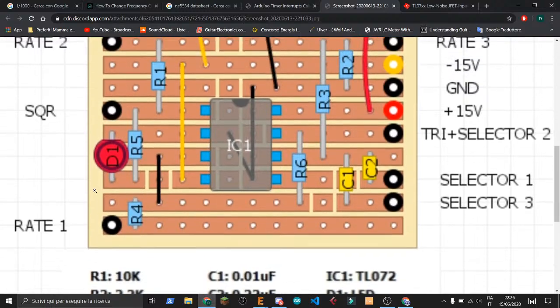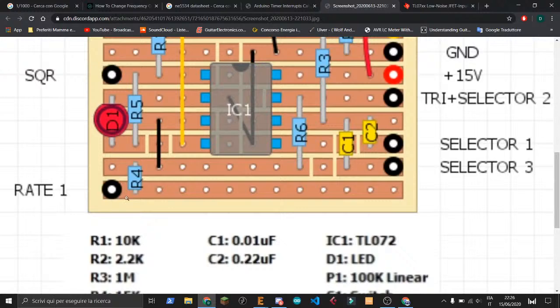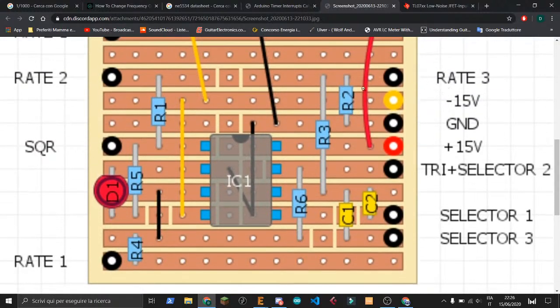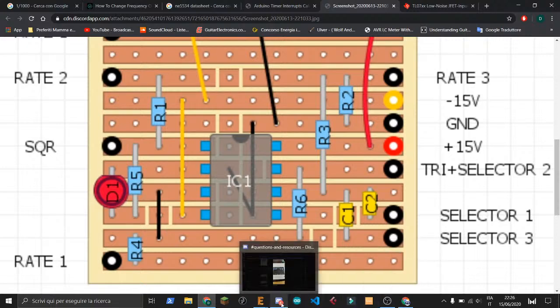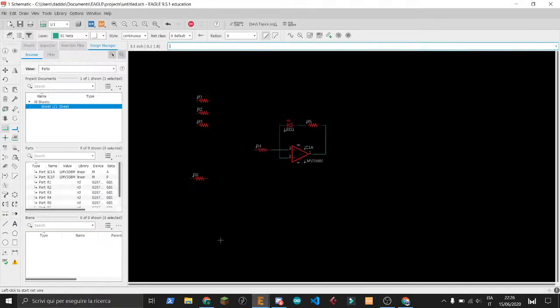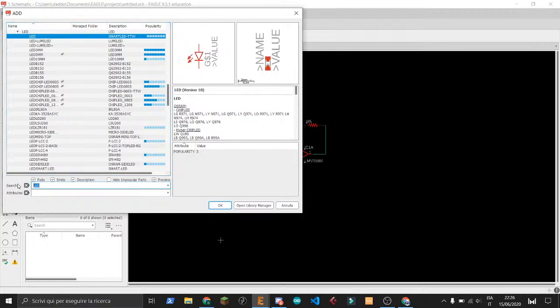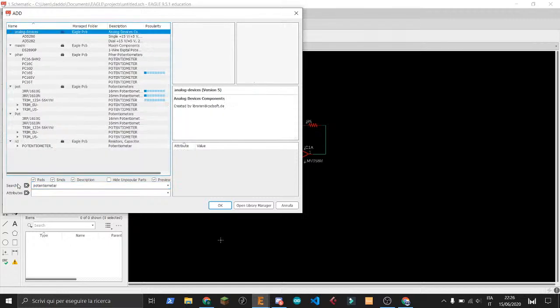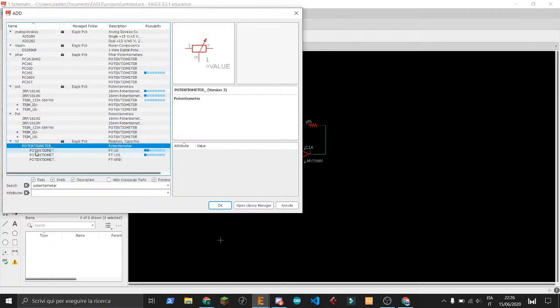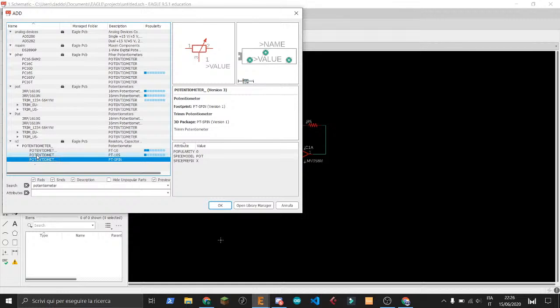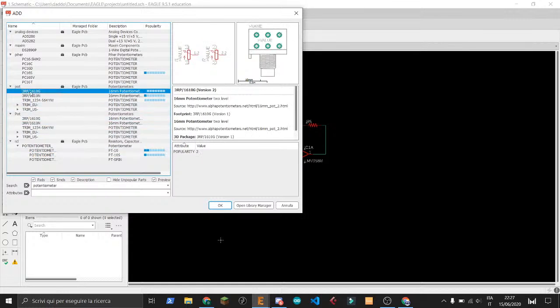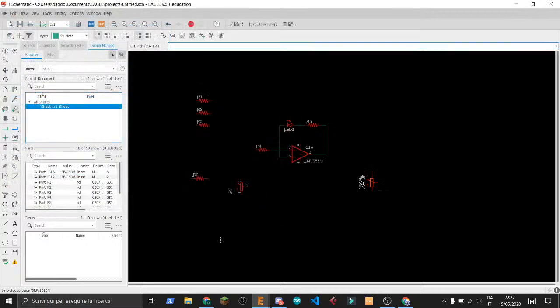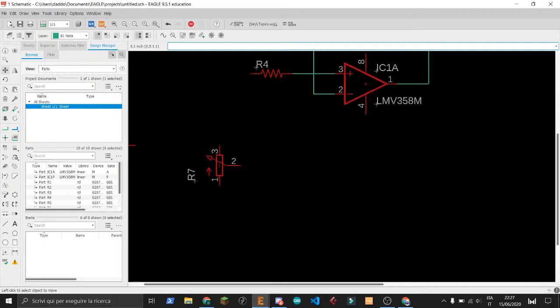Okay. Understood. So I now know that rate 1, rate 2, and rate 3 are potentiometers. So let me take a potentiometer. Any potentiometer is equivalent, actually. I want this one though. And I can have rate 1, 2, and 3 be this.